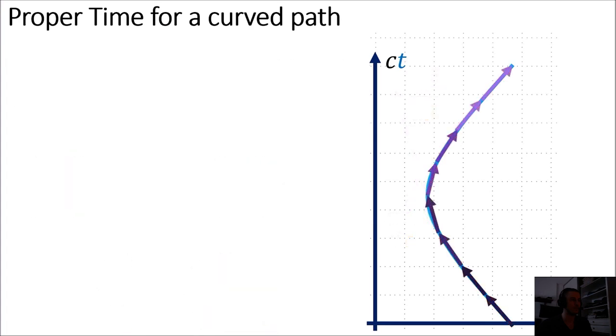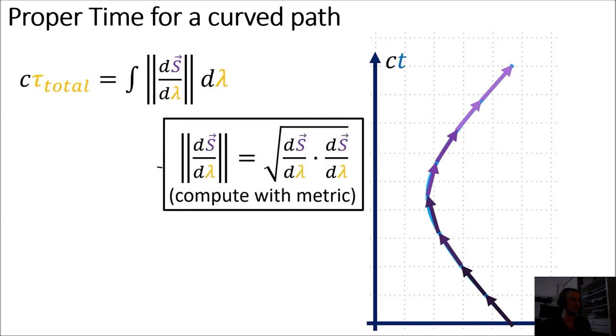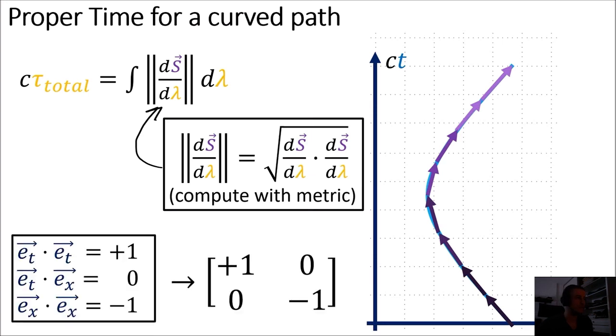So the key to calculating proper time along curves is getting the Minkowski length of the tangent vector ds by d lambda. And the length of the tangent vector is given by the square root of the dot product of the tangent vector with itself, which we can calculate using the metric tensor for whichever coordinate system we're using.